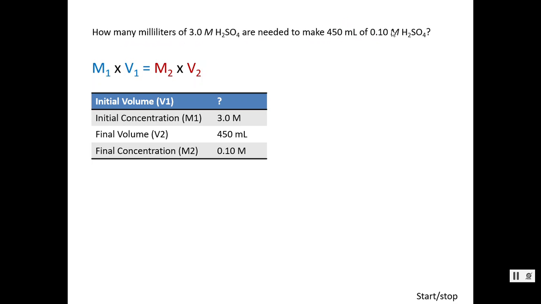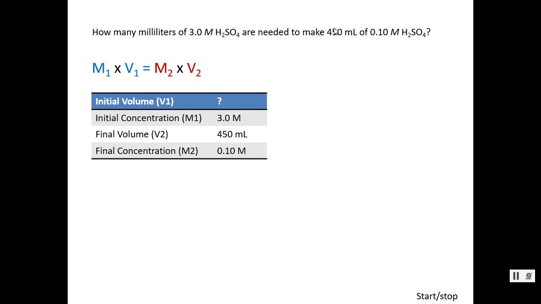So reading that question, I've organized my data down here, and I see that I have an initial concentration of 3 molar. I have a final concentration of 0.10 molar, and your final concentration in dilution problems will always, always, always be smaller than your initial concentration. I need to make 450 mL of that smaller diluted concentration, so that 450 mL is going to be my final volume. What I'm looking for in this problem is my initial volume of the concentrated solution, or the V1.